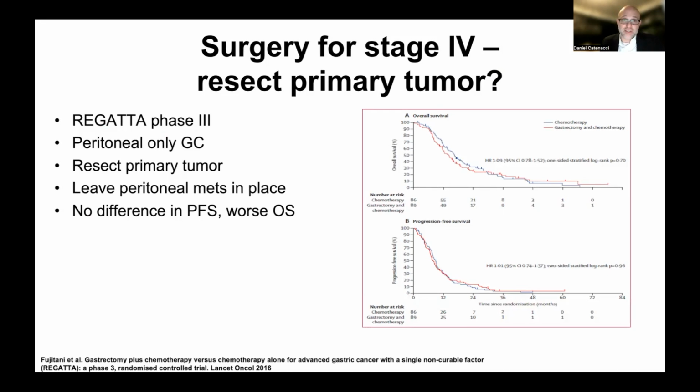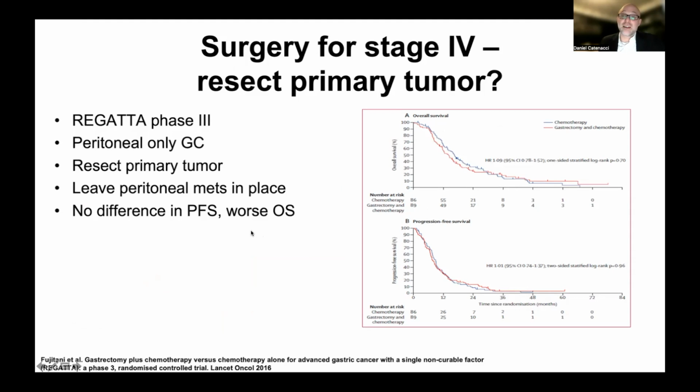And so this was a study called the REGATTA study that was reported in 2016. And this study was for patients that had gastric cancer with peritoneal disease only, so a subset of stomach cancers. And the study was looking at whether resection or surgical removal of the primary tumor led to better outcomes compared to those who had the primary tumor left in place. And at the same time, all the patients had their peritoneal metastases left alone. There was no removal of that peritoneal disease. There was no chemo given by HIPEC.